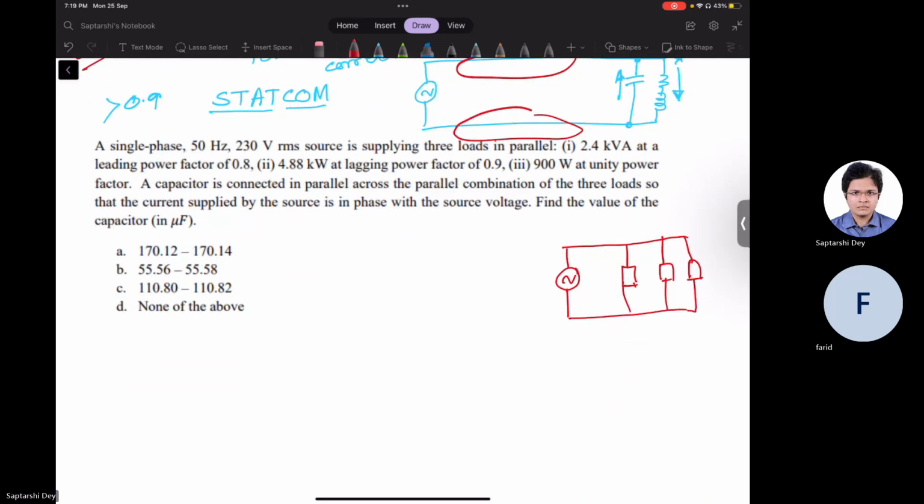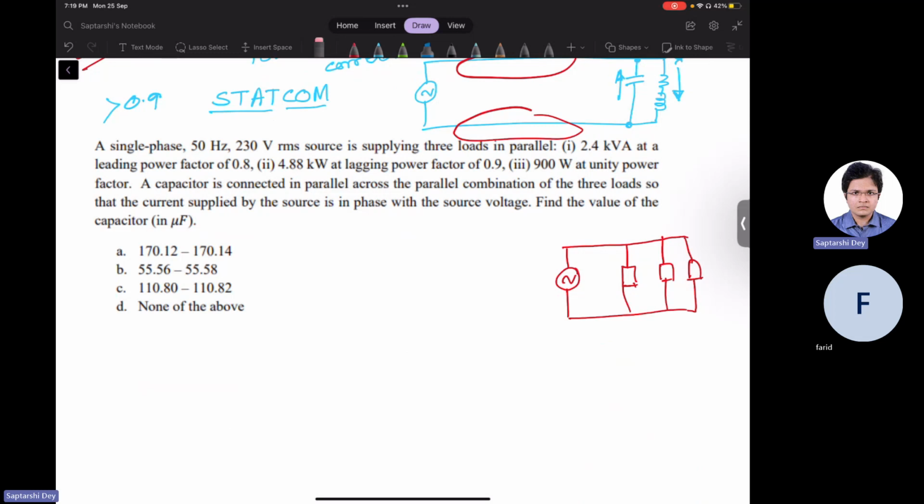Okay, we'll look into this question. So we have read the question already once. A single phase 50 hertz source is supplying 3 loads and a capacitor is connected in parallel so that the current supplied by the source is in phase with the source voltage. Find the value of the capacitor. So what we have to do is find out the current and then find out how much total reactive power the load is drawing.